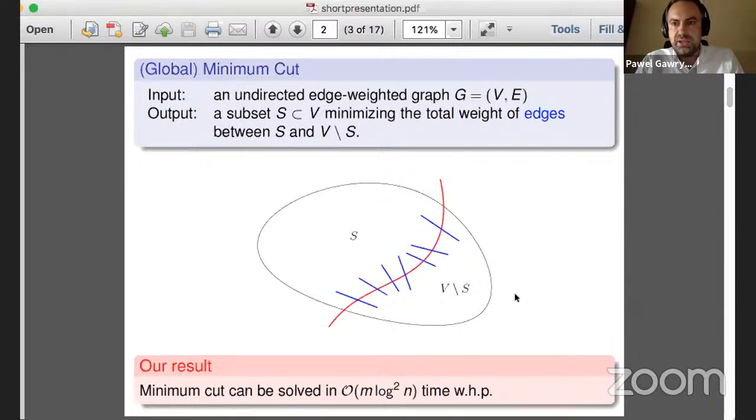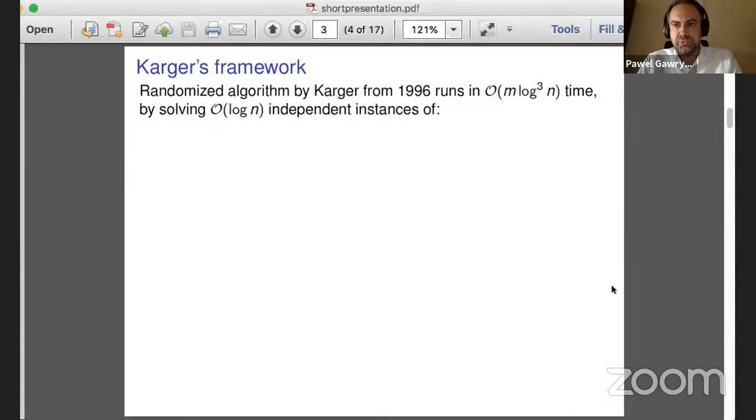The main result in our paper is an algorithm that can solve this problem in m log² n time with high probability. So it's a Monte Carlo algorithm; there is a small probability of returning an incorrect answer. What's the high-level idea of this algorithm? In '96, Karger gave a very nice algorithm for the same problem, working in m log³ n time, so we shave one log. He introduced a framework based on random sampling and tree packing, as mentioned in the previous talk. We operate on the same framework.